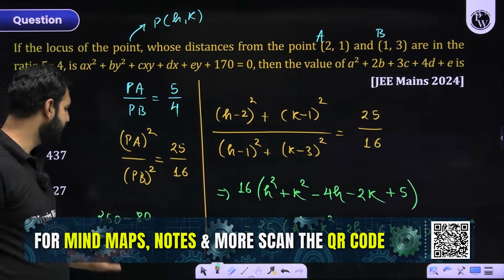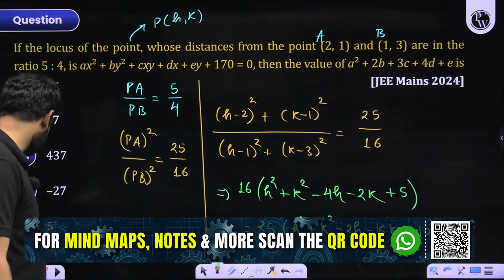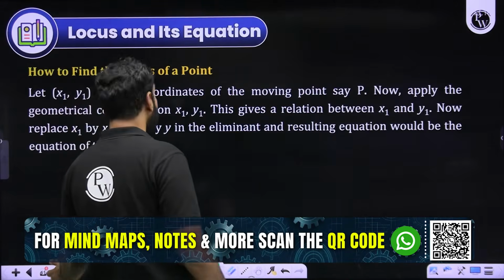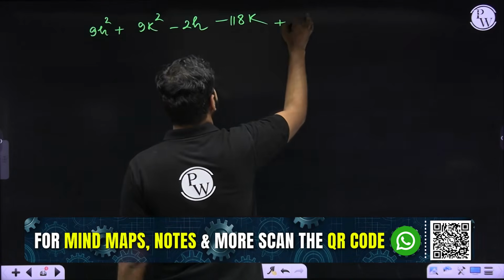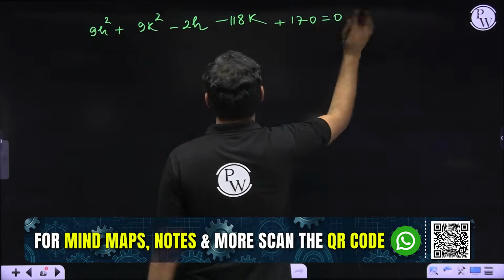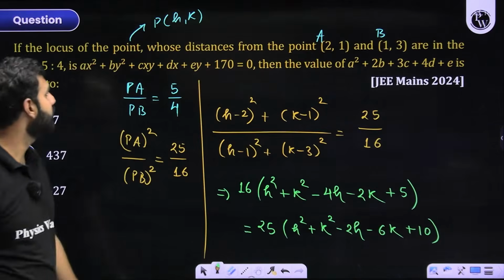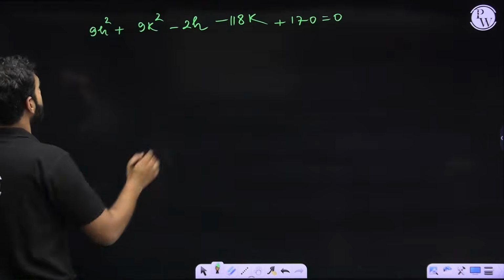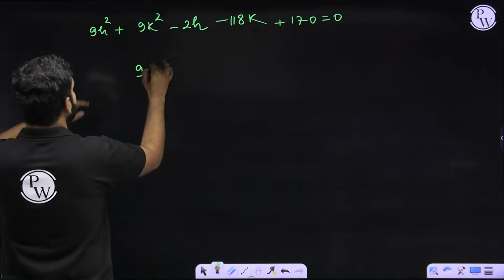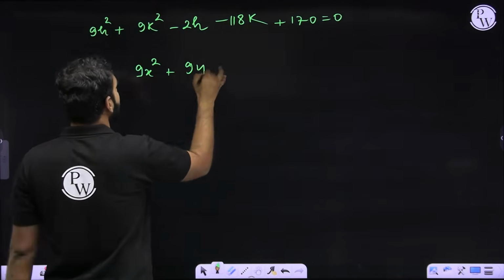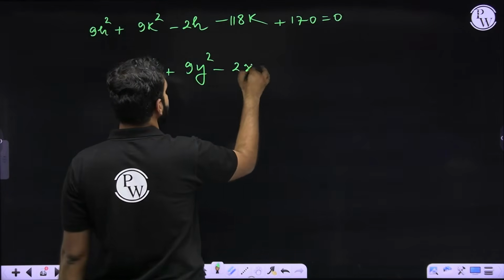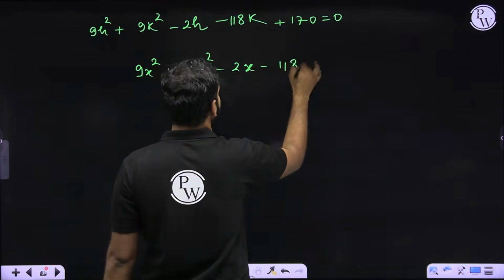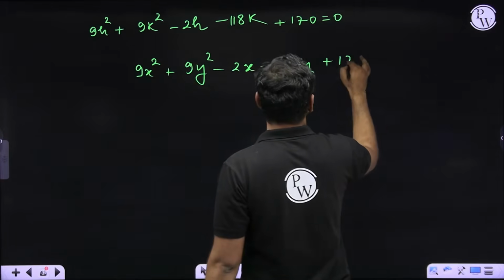200 minus 30 is 170. So that is going to be plus 170 is equal to 0. So this is the locus. In this locus, all I'll do is replace h and k by x and y. So when you replace h and k by x and y, it is 9x square, this is 9y square, this is minus 2x, this is minus 118y, this is plus 170 is equal to 0.